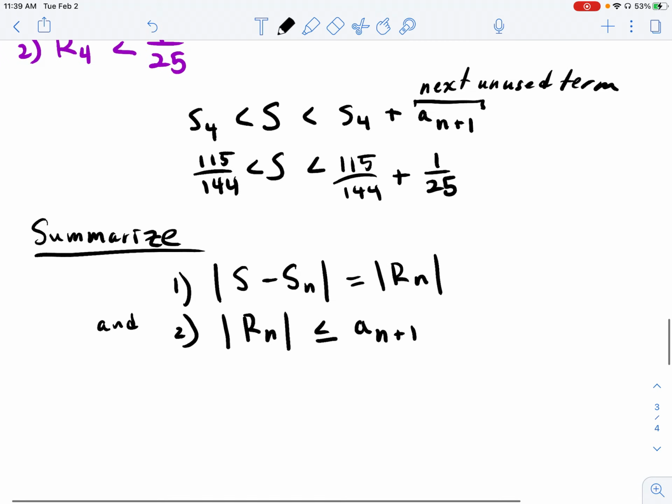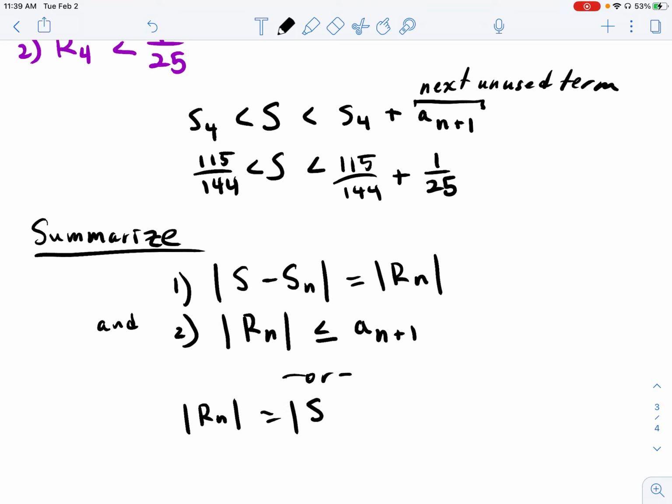And we've got kind of an equation and an inequality. If I put it all together here, I could just summarize this as the absolute value of our remainder is equal to the difference between our sum and our partial sum. It's how much we are off by, but we know that this error has to be less than or equal to a sub n plus 1. So this here gives us our lower bound, and this here represents our upper bound.